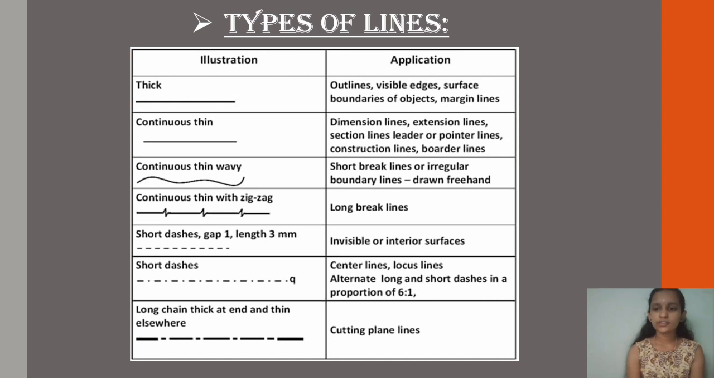We should have some knowledge about the usage of different types of lines in engineering drawing, like thick line, continuous thin wavy line, continuous thin with zigzag, short dashes of different gaps and different lengths, long chain which is thick at ends and thin elsewhere.